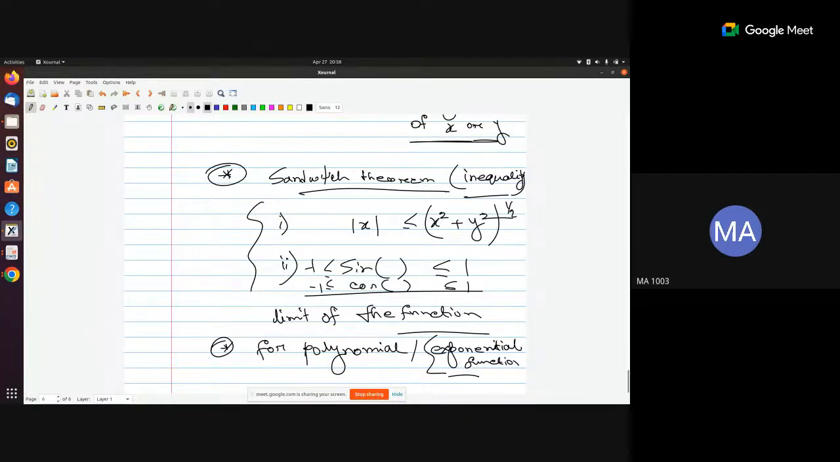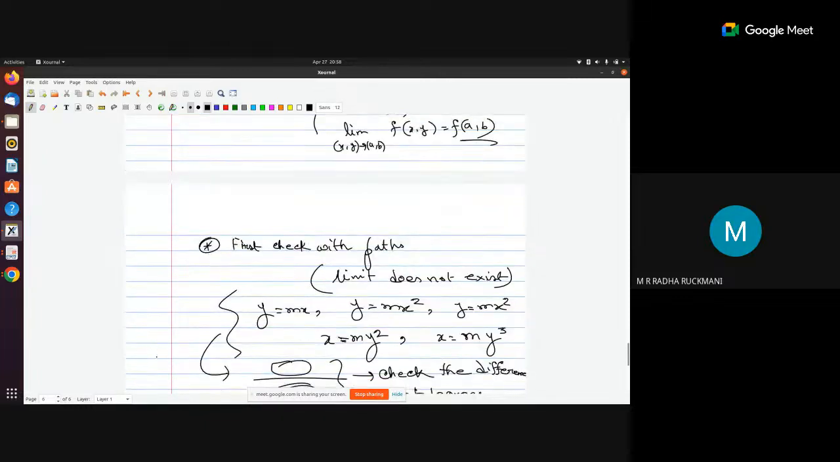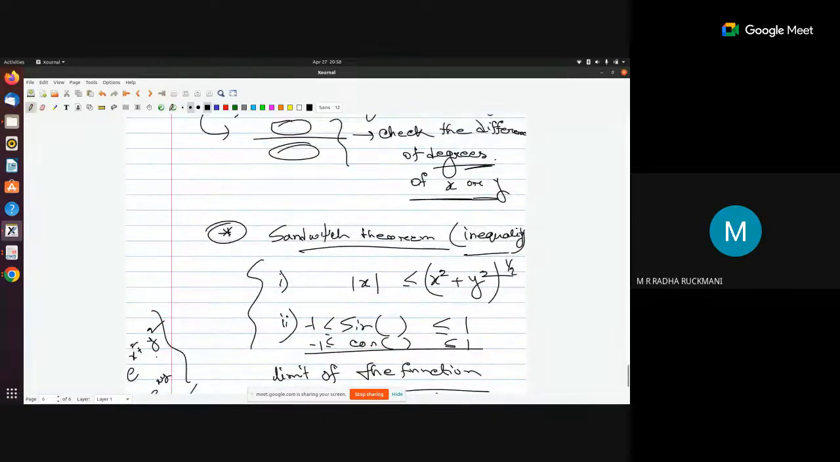Exponential function with the exponent as polynomial, that is what I am saying. That means I am talking about this type of function, or e power xy. These are all continuous functions, correct? Yeah. Is it clear? So this is what the limit portion is.